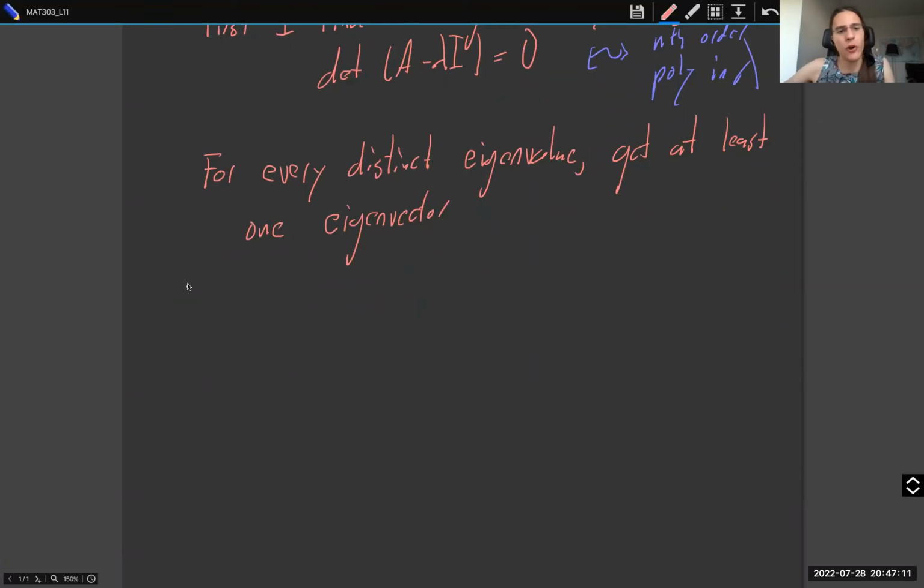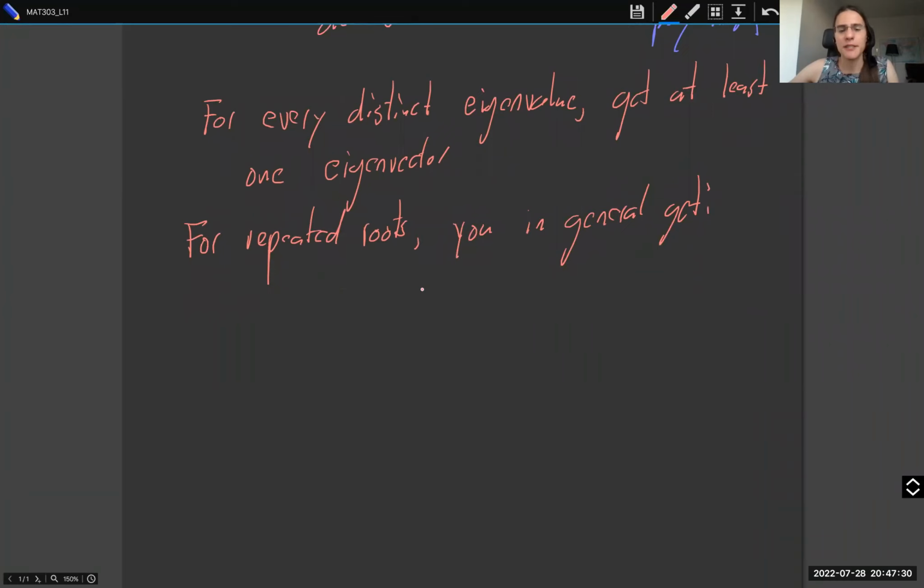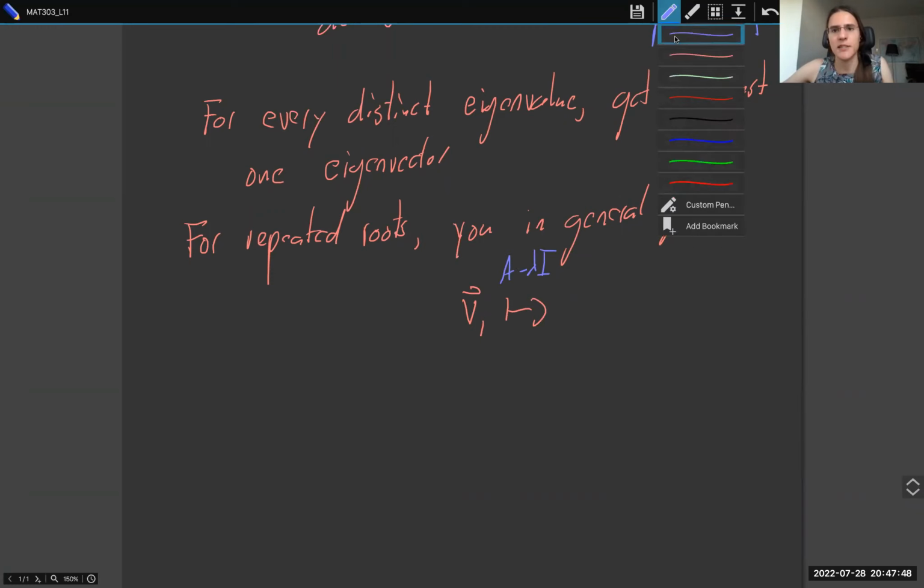So for repeated roots, you in general get something of the following form. So you might have some eigenvectors, like v1, which gets sent by A minus lambda I to 0. I'll write that in blue for diversity.